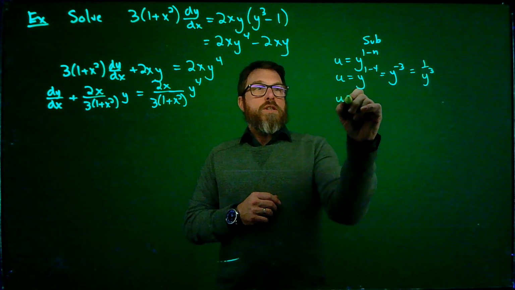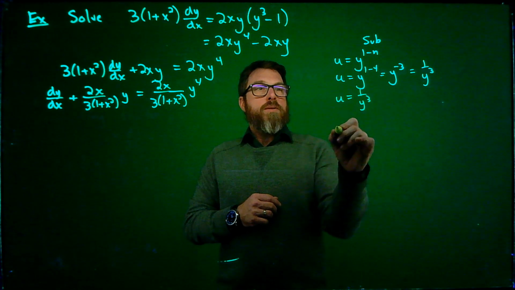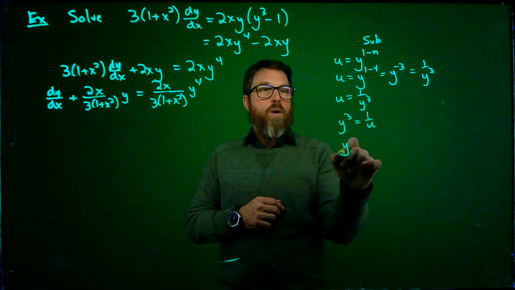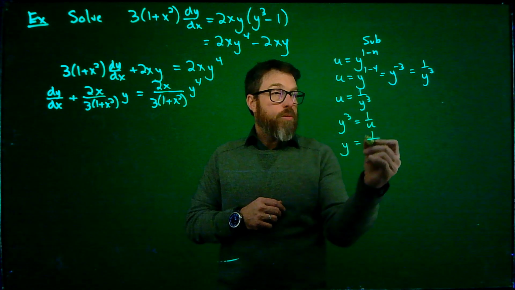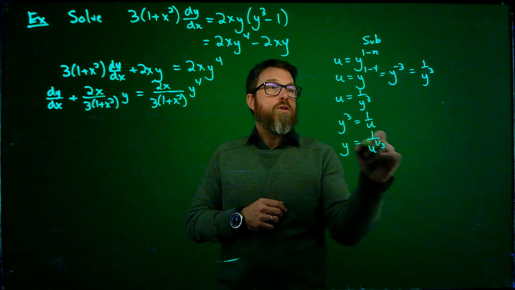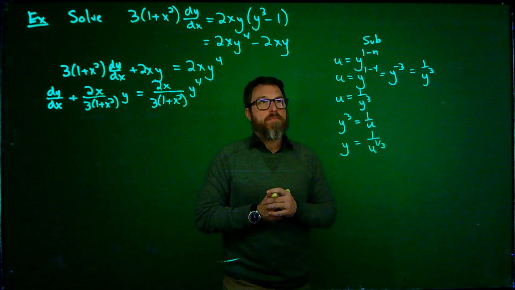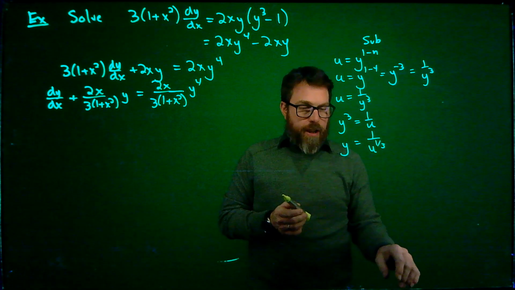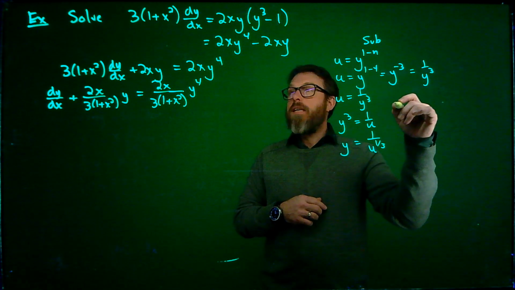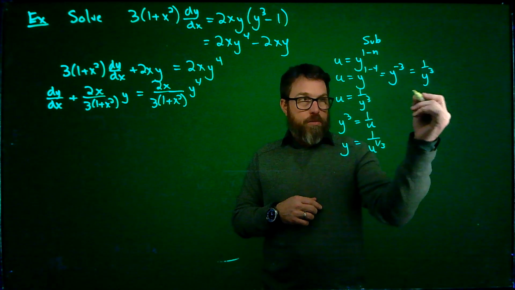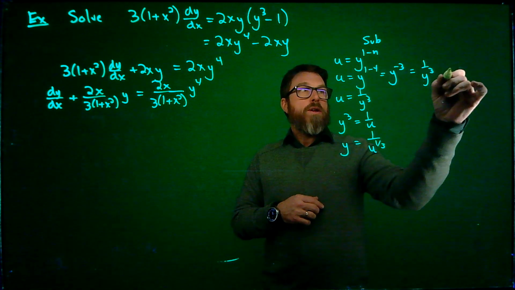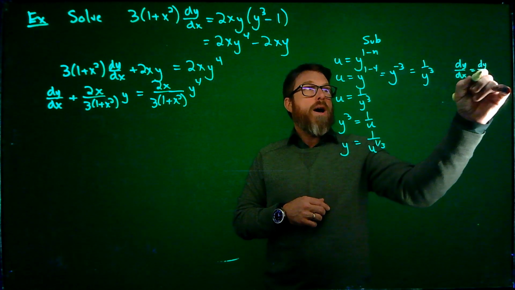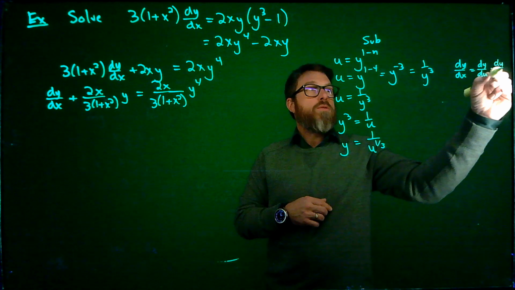So if u is equal to 1 over y cubed, then y cubed is equal to 1 over u, saying that y is going to be equal to cube rooting both sides. This would be u to the 1/3 power. Now remember that we also have to find dy/dx in terms of u as well. And what we know, again, is dy/dx is equal to dy/du times du/dx.